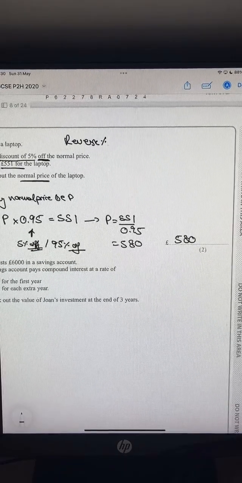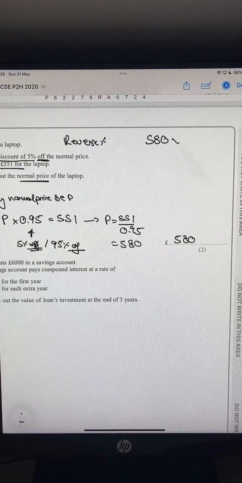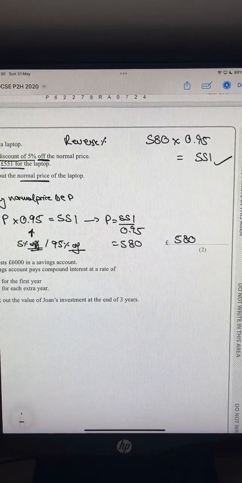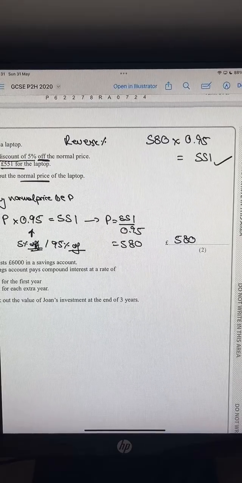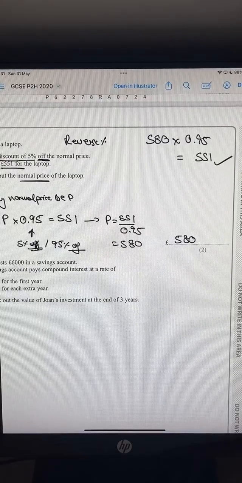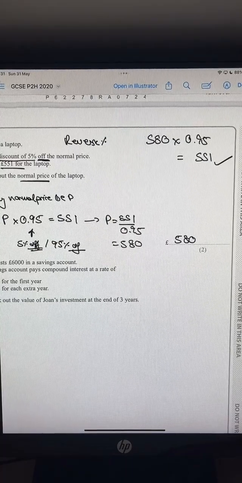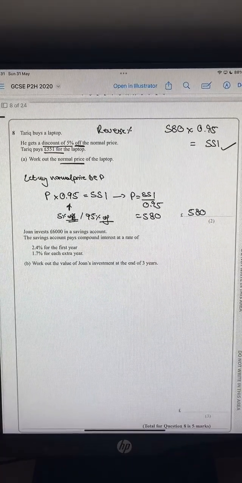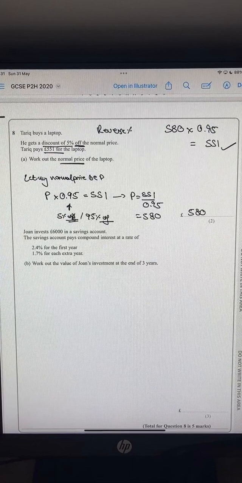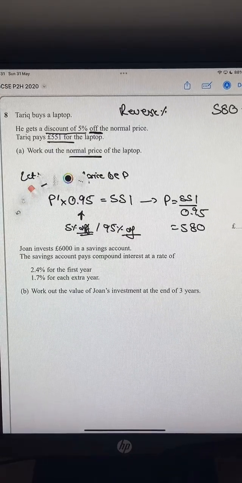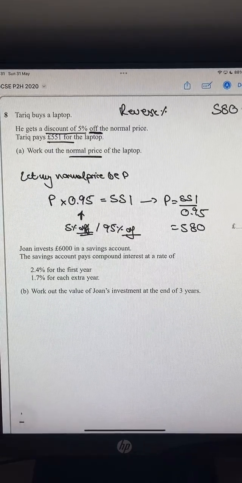So what you can do is just check: if I have 580 and I multiply that by 0.95, I do in fact get 551, and there, done. That's like my little check. You can also just find 10% of this, 58, 5%, you get 29, and then just subtract that as well. Okay, first part of question, nice little 2 marks of reverse percentages. This is how I recommend doing a reverse percentage, like give a normal price letter, then apply the percentage to it.